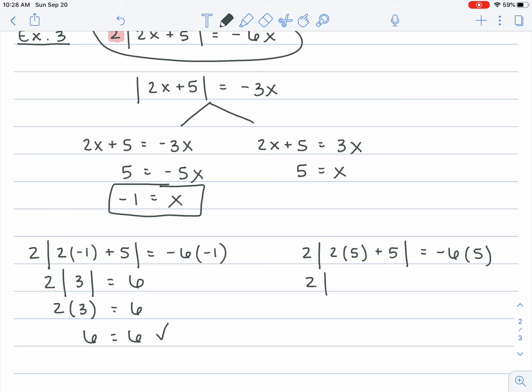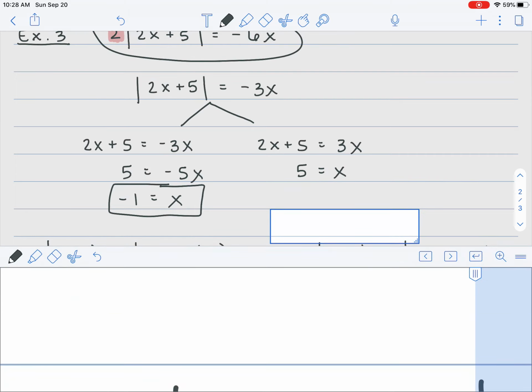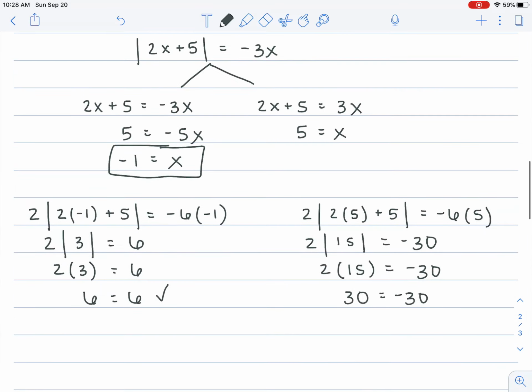We have 2 times 5, which is 10. 10 plus 5 is 15. Negative 6 times 5 is negative 30. The absolute value of 15 would just be 15. I have 2 times 15 is positive 30, equaling negative 30. Is that true? Oh, goodness. What did I just do? There we go. No, this is not true. So this one would not be a solution. We would call this x equals 5 what we call an extraneous solution.